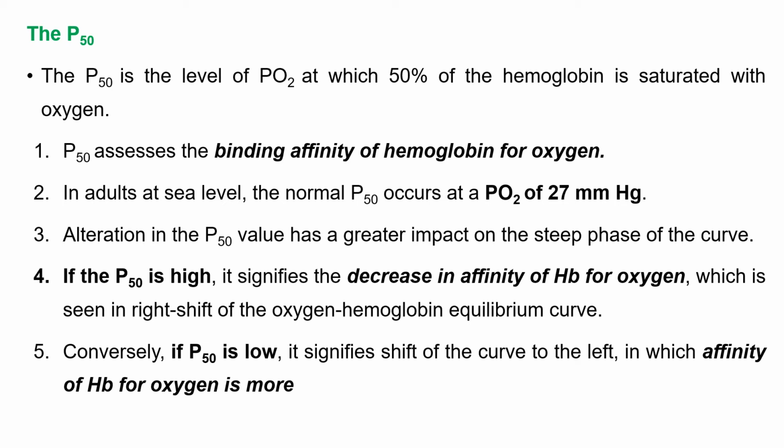If the P50 is high, it signifies a decrease in affinity of hemoglobin for oxygen, which is seen in right shift of the oxygen hemoglobin equilibrium curve. Conversely, if P50 is low, it signifies shift of the curve to the left, in which affinity for oxygen is more.